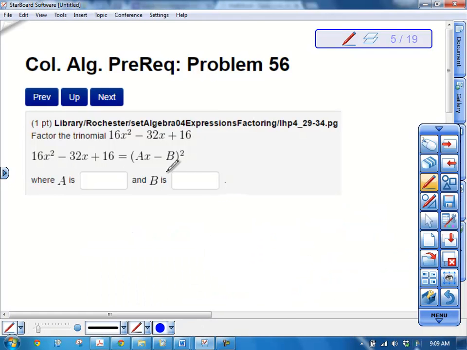This was the perfect square trinomial. So basically we know that we have to have 4x. We have to have two factors that are the same. So 4x minus 4 and 4x minus 4, or just 4x minus 4 squared. Because all you do is take the square root of this and put it here, and the square root of this and put it there. I use the negative sign so that the middle term will be negative 32. And that's all they want. So a is 4, and b is 4.